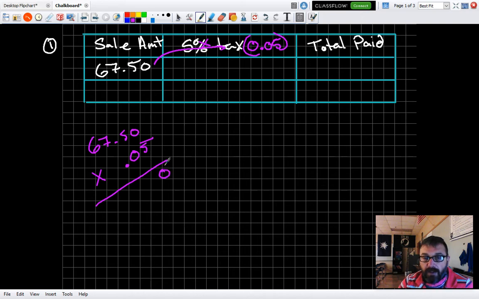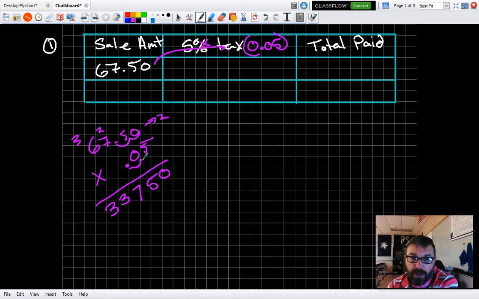5 times 0 is 0. 5 times 5 is 25. Carry the 2. 5 times 7 is 35. Plus that extra 2 will be 37. Carry my 3. 5 times 6 is 30. Plus 3 is 33. Now be careful. Don't forget your decimals. I stole 2 here, I stole 2 here. Because I stole 4 total, I need to give 4 of them back. 1, 2, 3, 4. So the correct mathematical answer is 3.375.